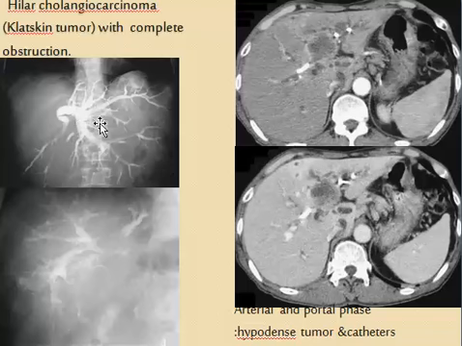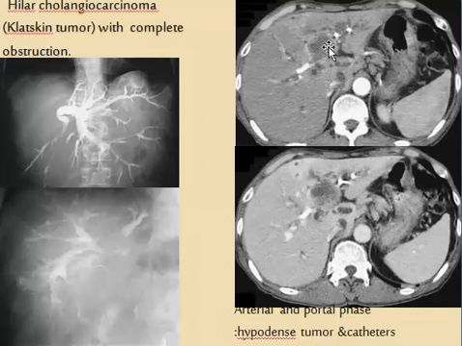Dilated left branches, dilated right branches, nothing around here, no common bile duct. This is the typical appearance of Klatskin tumor. Dilated left, dilated right, and no continuation, Klatskin. Hypodense tumor with a catheter seen here to drain.